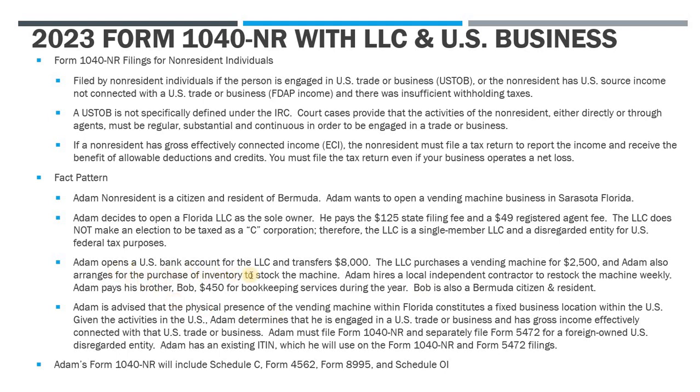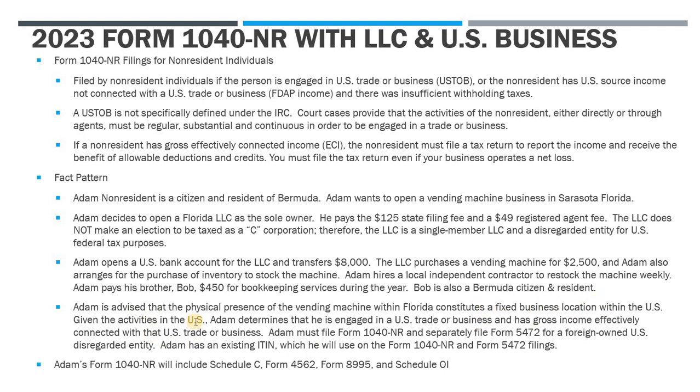Now, Adam opens a U.S. bank account for the LLC, and he transfers in $8,000. The LLC buys a vending machine for $2,500, and Adam also arranges to purchase some inventory to stock the machine. He finds a local contractor that's going to restock the machine on a weekly basis, so not a full-time employee, but just a contractor that's going to help him out once a week. And Adam also pays his brother, Bob, $450 for bookkeeping services during the year. Bob is also a Bermuda citizen and resident.